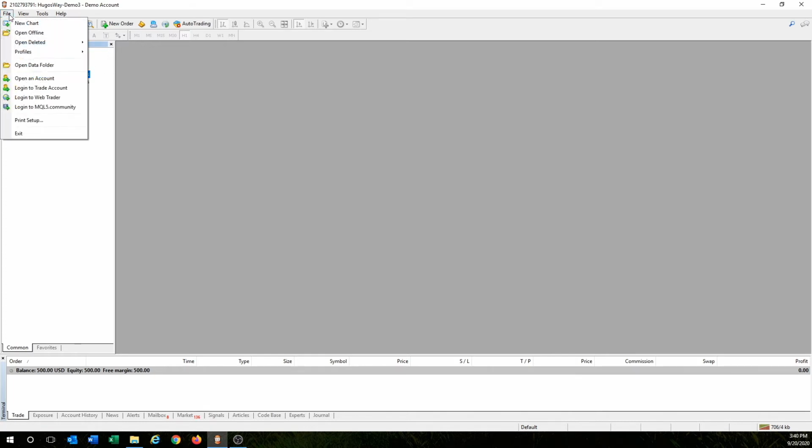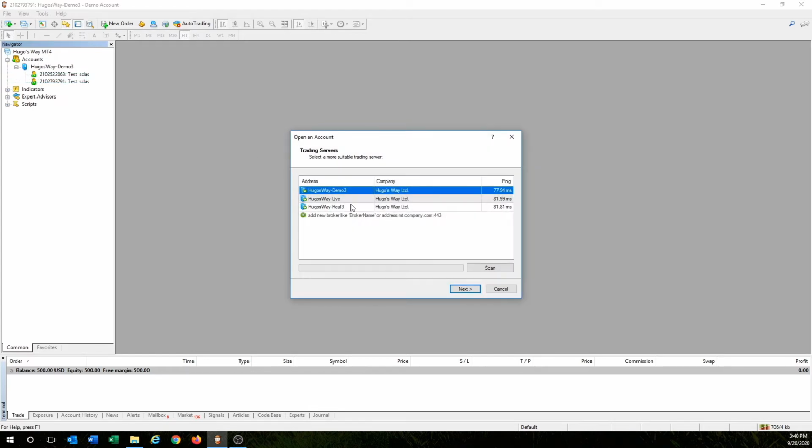If you go to File and go to Open an Account, here it'll show you Hugo's Way Demo 3. Only do this for a demo account, not a live account. For a live account, we log into what we call the back office of our broker account when we log into their website. That's how we open up a live account. But right now we're just learning on demo. So this is a quick way to create multiple demo accounts.